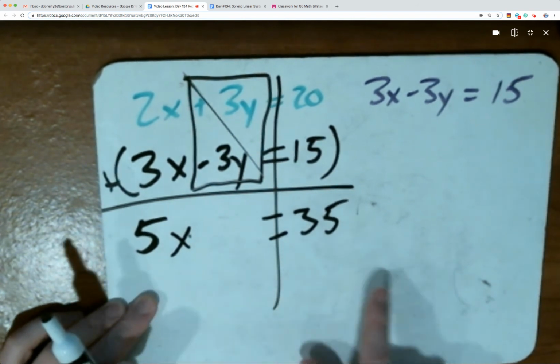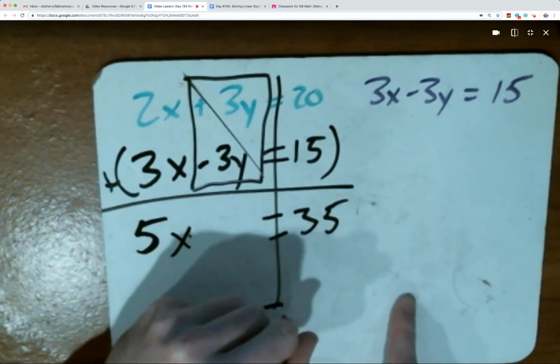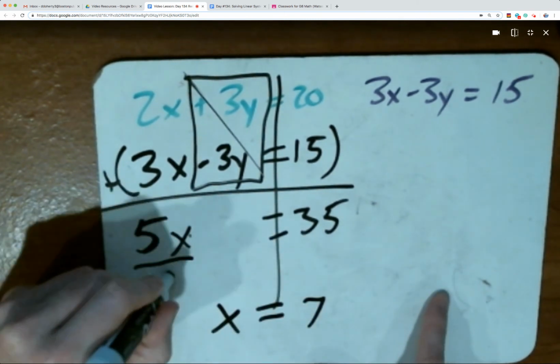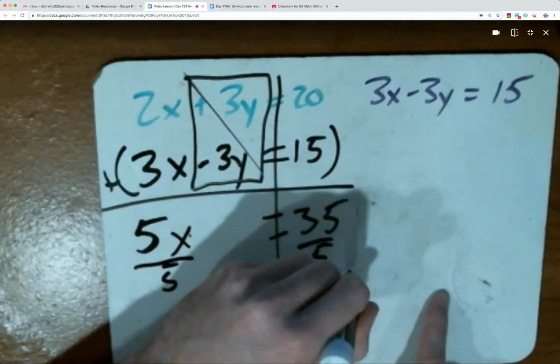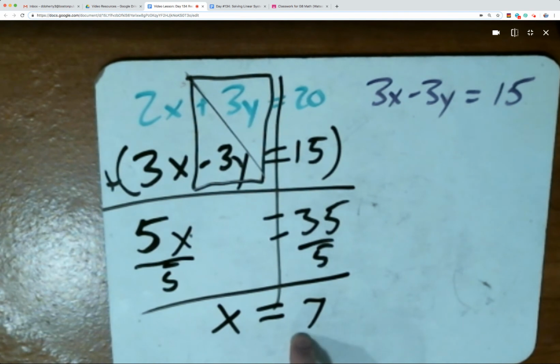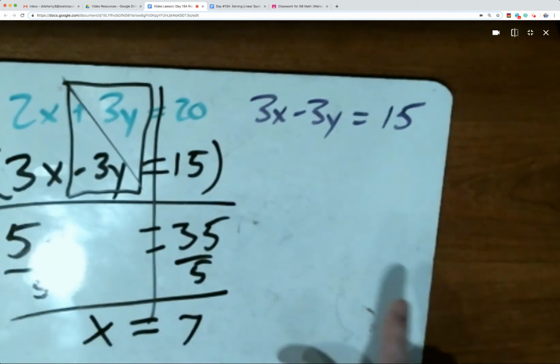5 times x equals 35. If you're using inspection, you see 7 is the answer. 7 times 5 would give us 35. If you weren't sure, we could have divided both sides by 5 to recognize that. This is half of our answer, half of our common solution. We know if x is 7, we could plug that into either equation.